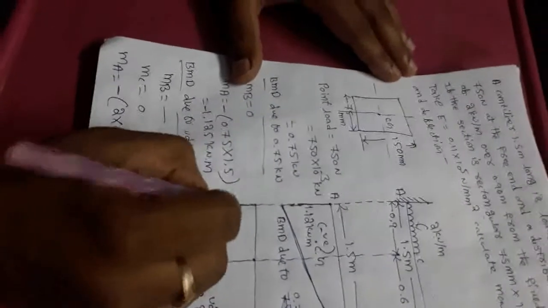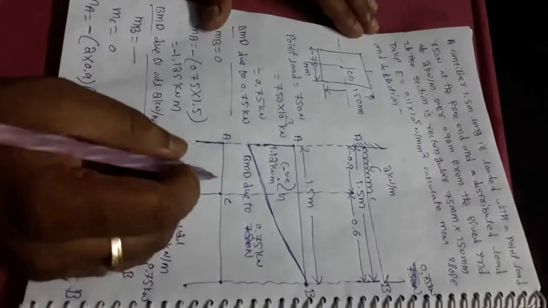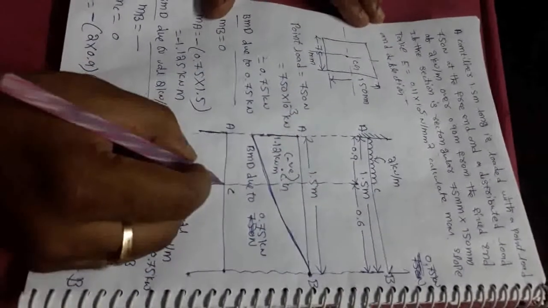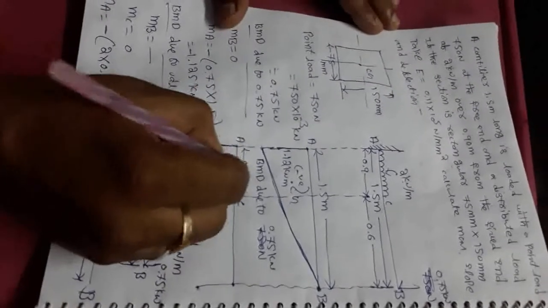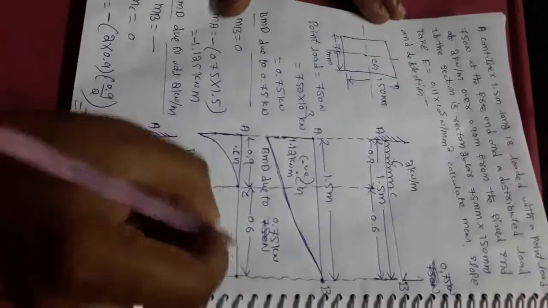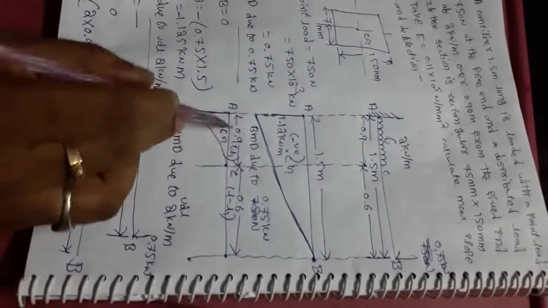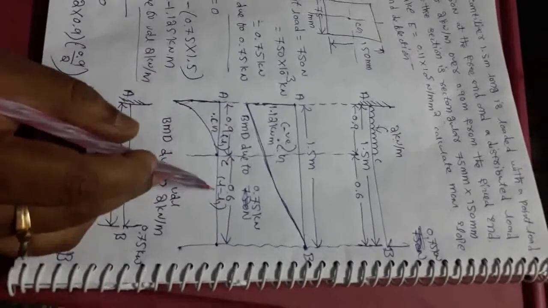So in the portion of C to A, the UDL is acting in the span length. The UDL is in the form of a parabolic shape. This is the center of gravity point. This span length is 0.9 meters and this span length is 0.6 meters. So this is L minus L1 and this span length is L1.